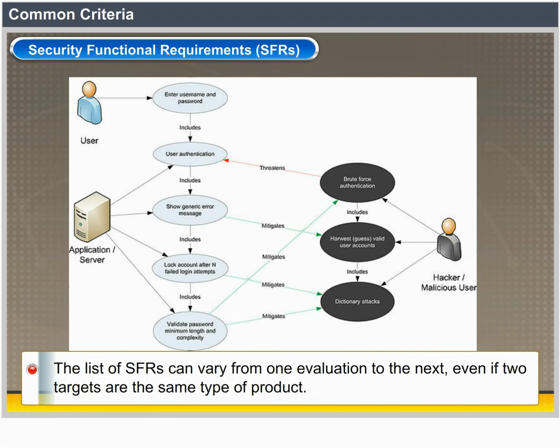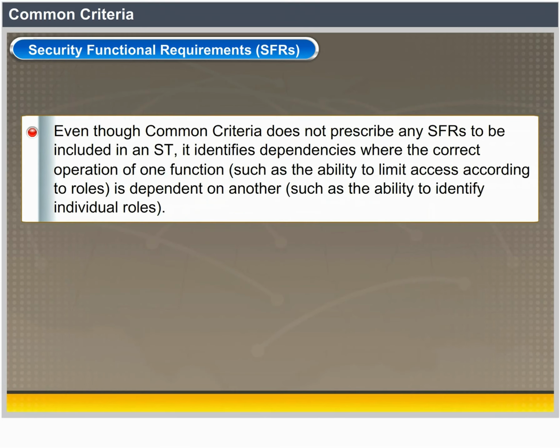Although Common Criteria does not prescribe any SFRs to be included in an ST, it identifies dependencies where the correct operation of one function, such as the ability to limit access according to roles, is dependent on another, such as the ability to identify individual roles.